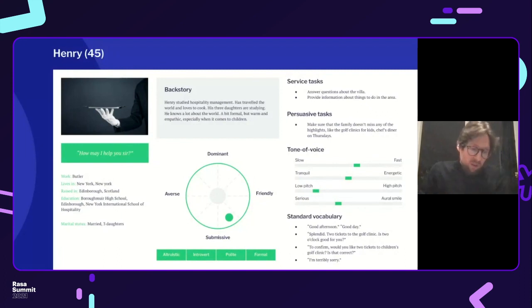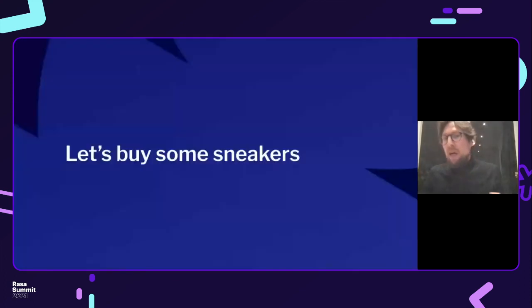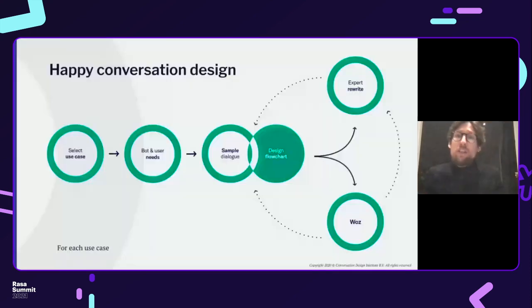Now I want to talk you through a simple use case of buying some sneakers. And I want to talk you through the happy conversation design flow and sort of show you all the steps that we incorporate to create successful AI assistants. So happy conversation design looks like this. We take our use case, then we look at the bot needs and the user needs. Then we do sample dialogue.